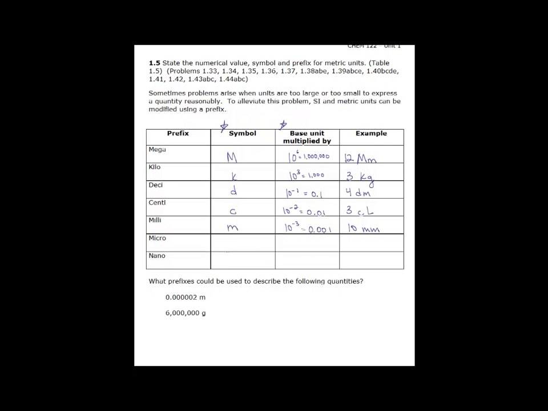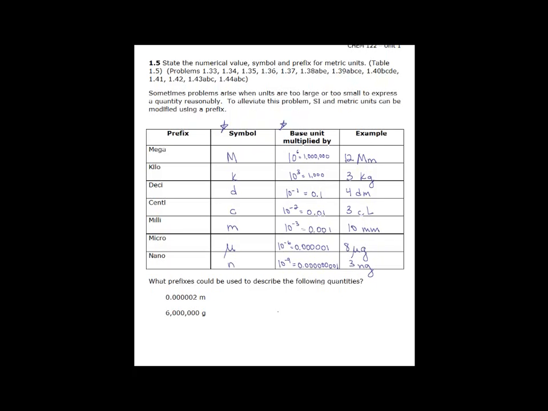Micro, kind of a U with a tail, is the symbol for that. The base unit is multiplied by 10 to the negative 6, or 0.000001, 5 zeros. An example would be 8 micrograms. And then the last one, nano, 10 to the negative 9th is the base unit multiplier, so you have 8 zeros after the decimal, and then 1. And an example is 3 nanograms.